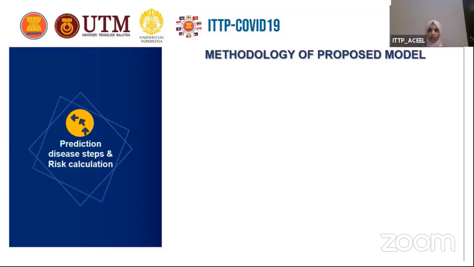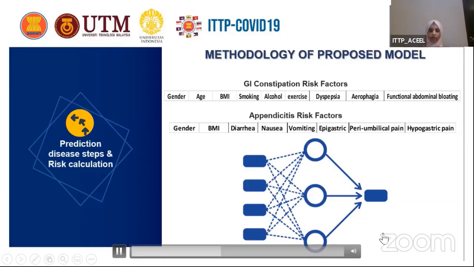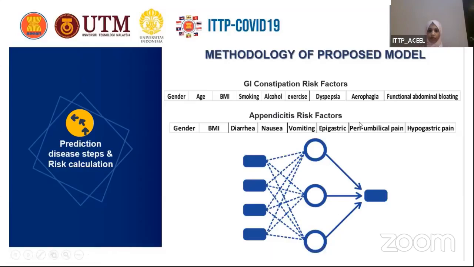The fourth aspect is the prediction, disease steps, and risk calculation. So mainly, any abdominal pain condition can be caused by a combination of variables. These variables can be called risk factors. For example, here are some examples of GI constipation risk factors and also appendicitis risk factors. So these risk factors can be linked together to indicate and predict the disease prevalence.